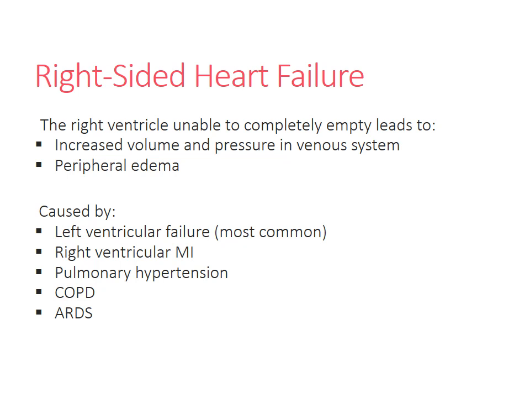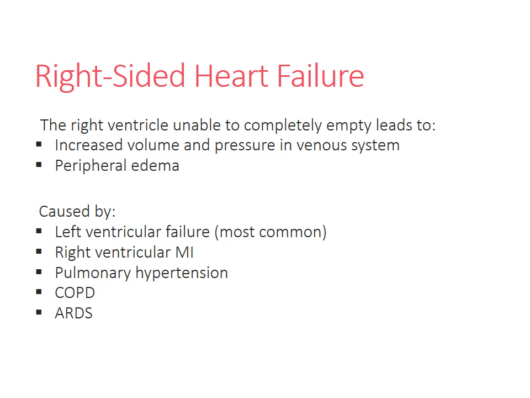Let's review the path of blood flow through the heart again. So we go from the body to the right atrium, to the right ventricle. But in right-sided heart failure, the blood isn't getting further than the right atrium and right ventricle. So where does it back up? It backs up into the body. So when the right ventricle can't completely empty, then we have an increase in volume and pressure in the venous system, and that's where we're going to see this peripheral edema.